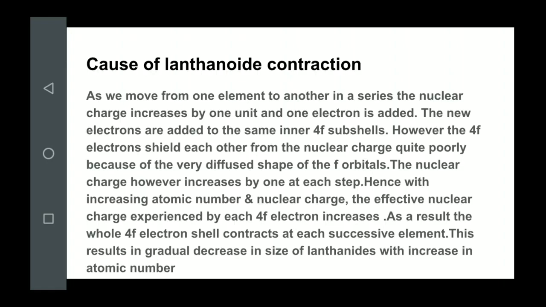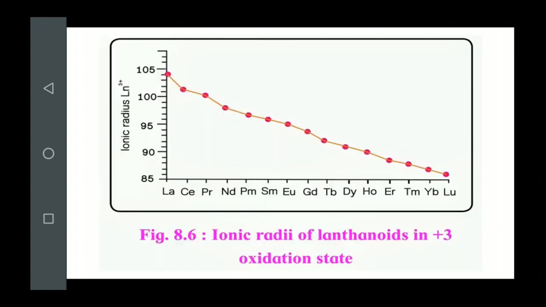Okay, so that is why what happens with the addition of the electron when we move along the lanthanoid series: the addition of each electron causes an increase in effective nuclear charge and contraction in the size of the lanthanoid element. This gradual decrease is known as lanthanoid contraction. You just read it 2-3 times more, you will understand it better.